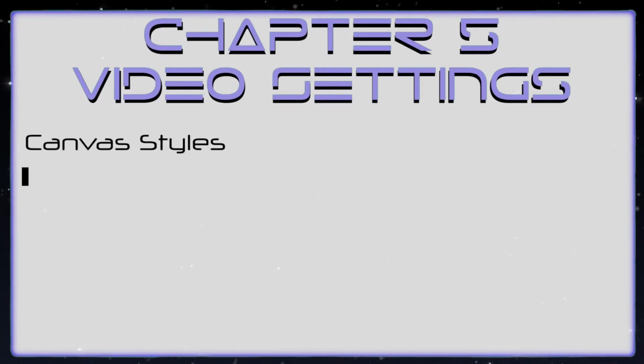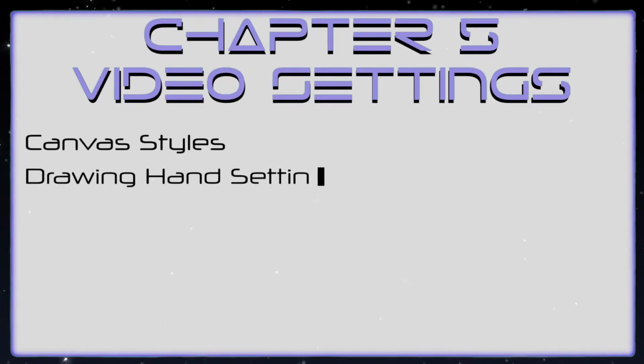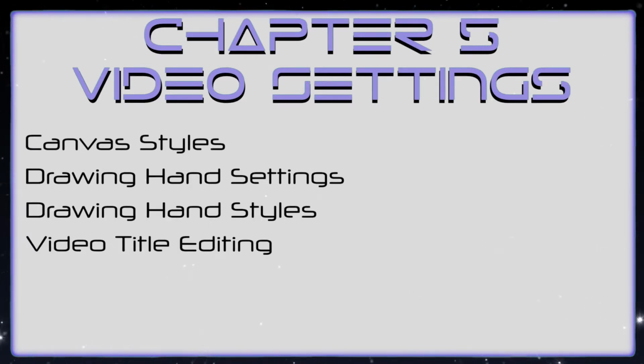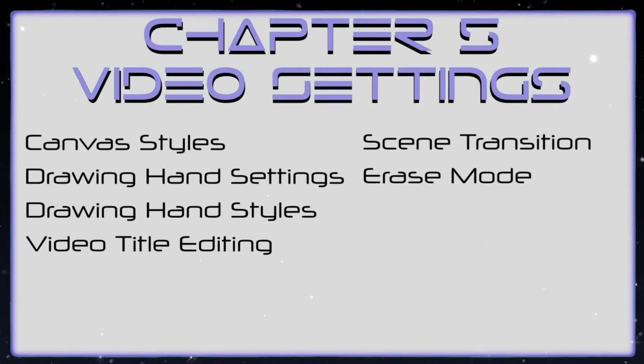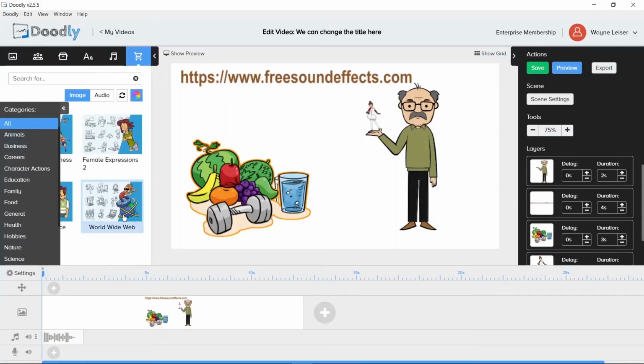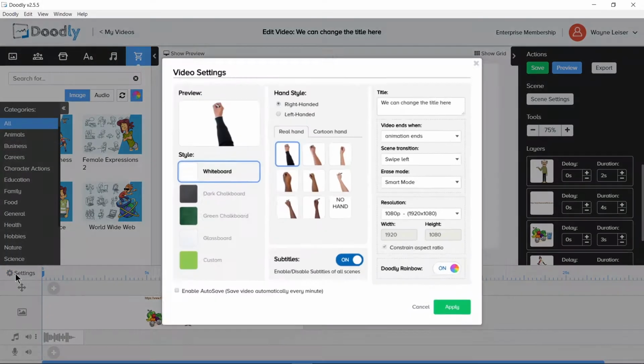In Chapter 5, Video Settings, we will learn about canvas styles, drawing hand settings, drawing hand styles, video title editing, scene transition, erase mode, resolution options, and the Rainbow Addon. There are a lot more hands that have become available during the production of this walkthrough.